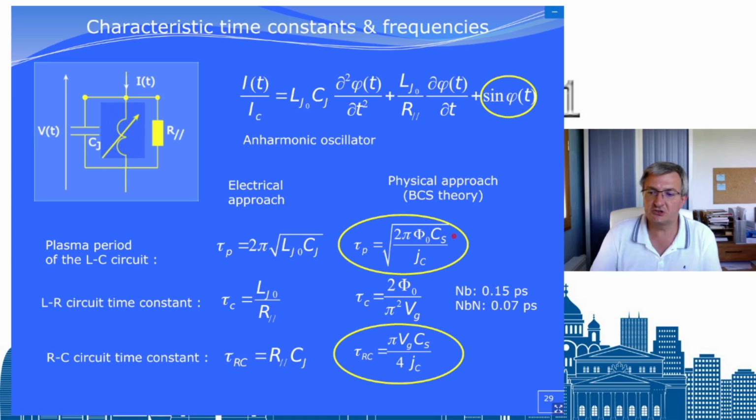When you have fabricated a junction, this Cs is fixed and there is nothing you can do. And it's the same for Jc. Jc is the critical current density. And the thinner the barrier, the more tunneling current you can have.